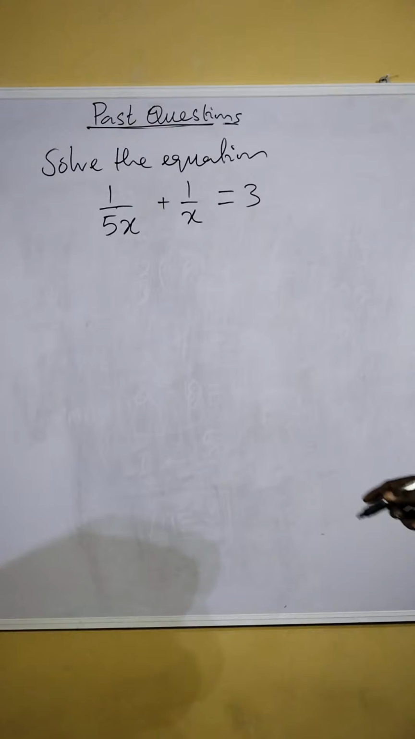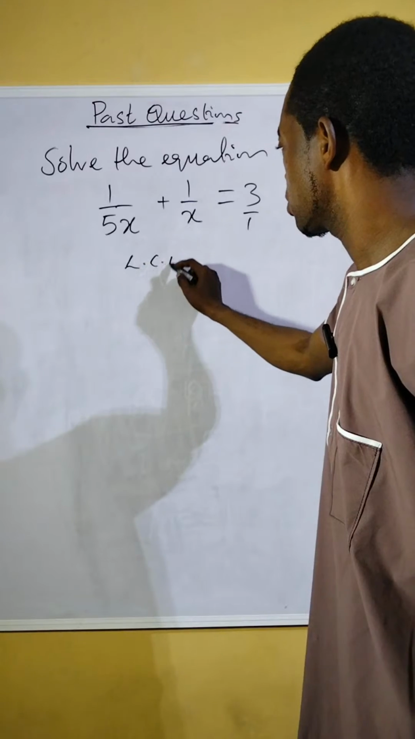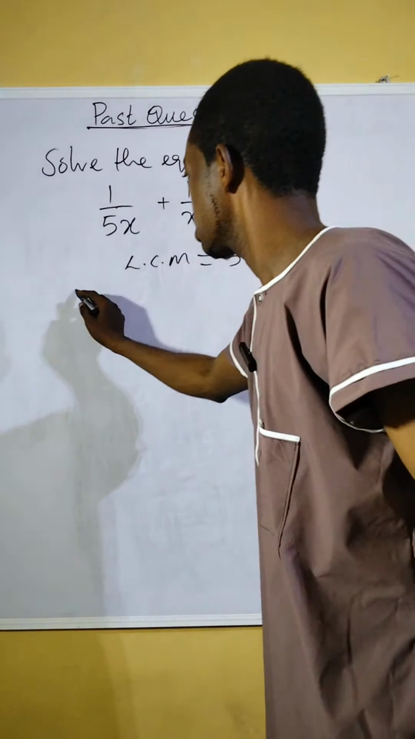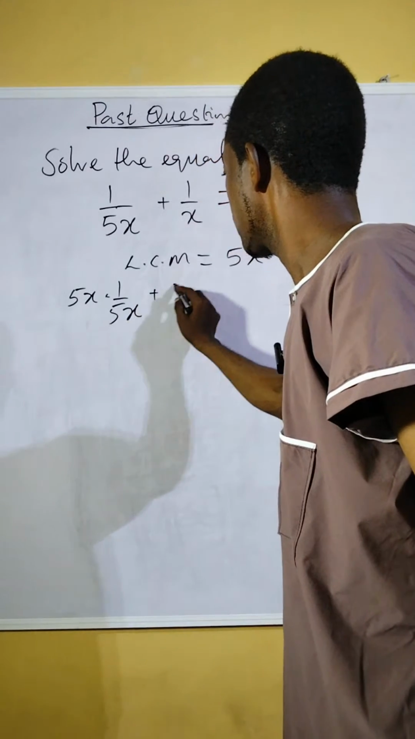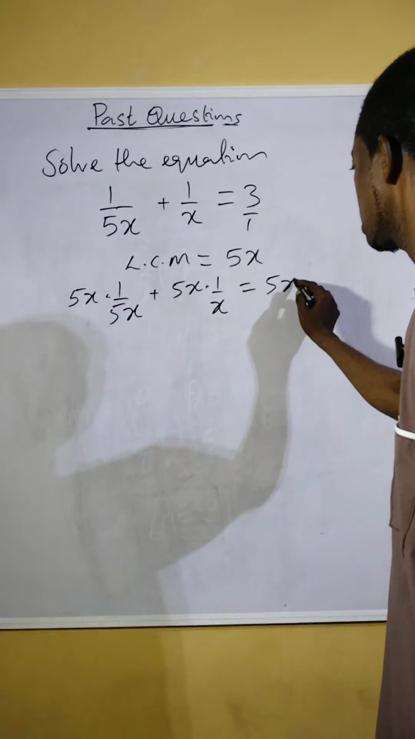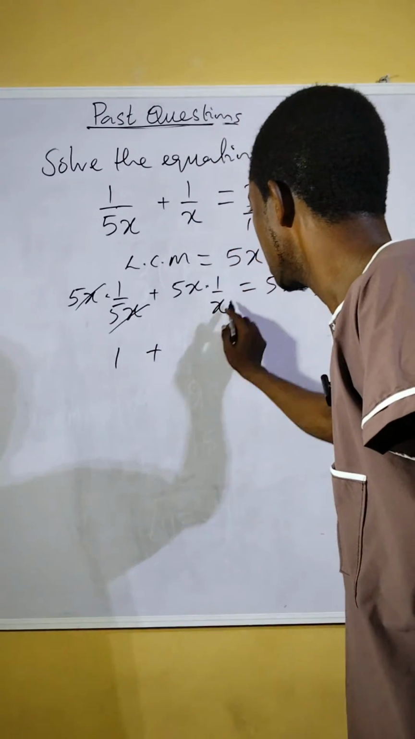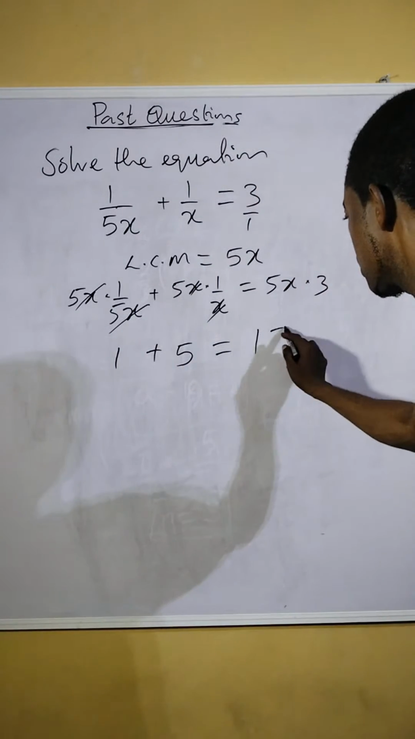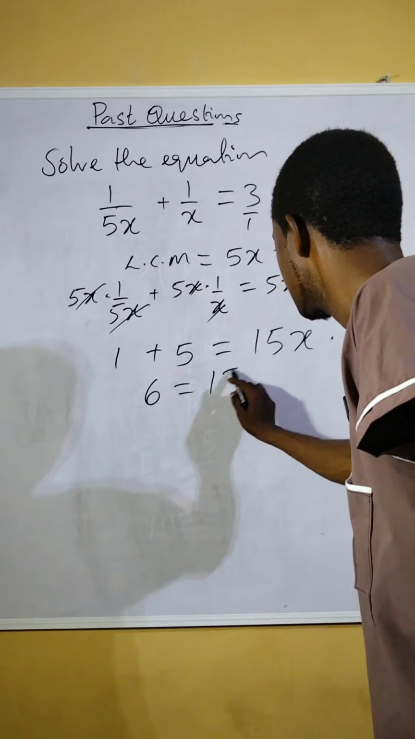Now, whenever we are solving equations that involve fractions, we can find the LCM and use it to multiply through. The LCM here will be 5x. Multiply this equation through by 5x. That means we have 5x times 1 over 5x, plus 5x times 1 over x, equals 5x times 3. We cancel 5x here, we have 1 left, plus here we cancel x, we have 5 times 1, which is 5, equals 5x times 3, which gives us 15x. And 1 plus 5 is 6, equals 15x.